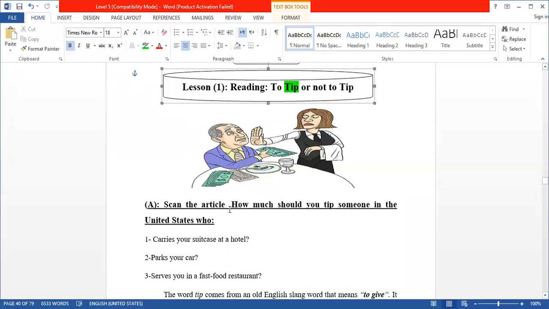Scan the article. Here we have the word scan. To scan means what? To scan means to look quickly, but not very carefully.